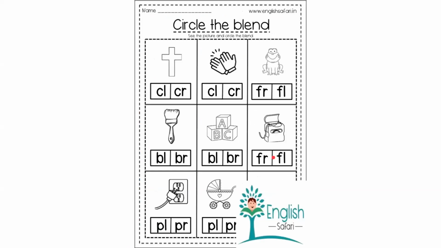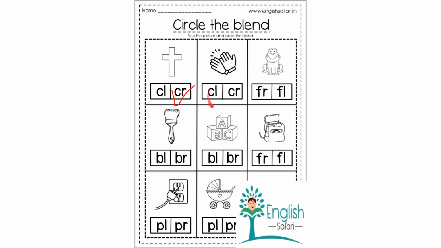Now, in this worksheet, we have L and R blends. So let's see how we have to do them. So what is this? This is the picture of a cross. Cross. What is the sound you hear in cross? Kr, kr. How is kr written? Is it written as CL or is it written as CR? CR, I know. So I will tick mark CR. So CR is the answer.